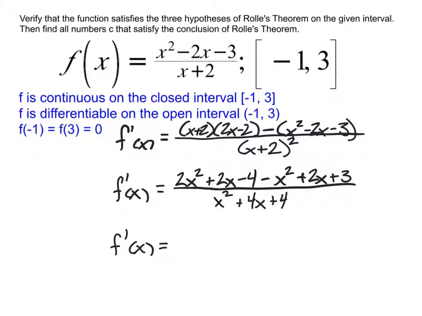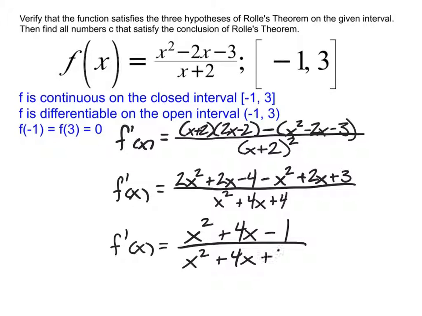You should end up with x squared plus 4x minus 1 all over x squared plus 4x plus 4. And we then need to go ahead and solve this. We need to solve it to where it's going to be equal to 0.